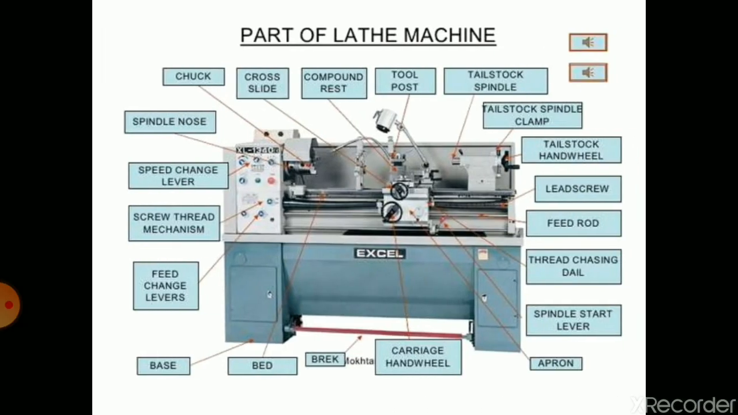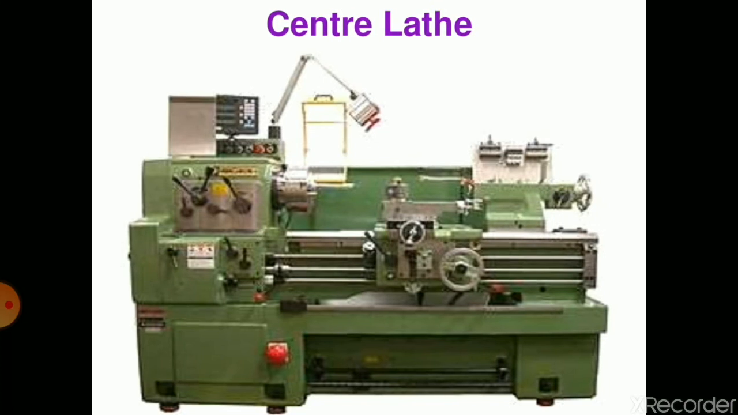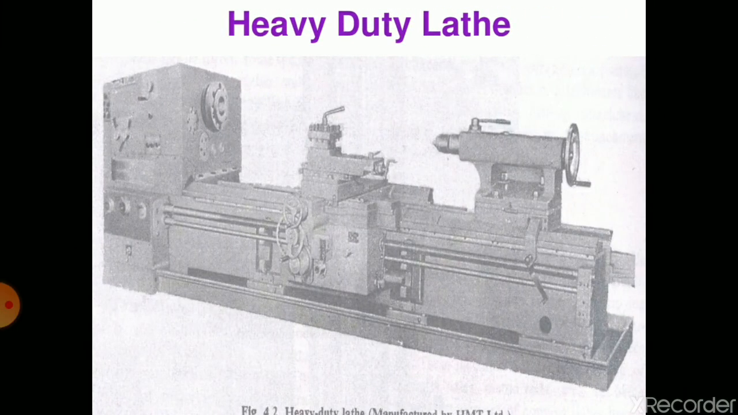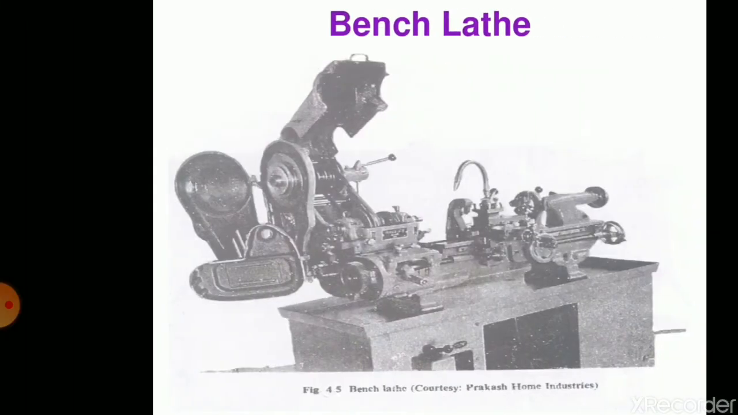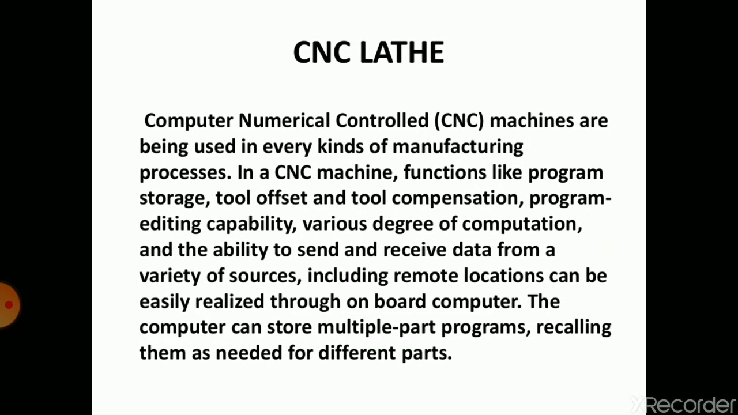Different parts of lathe machine. This is center lathe, this is heavy duty lathe, tool room lathe, bench lathe. Now CNC lathe. CNC lathe is computer numerical control machines are being used in every concept manufacturing process nowadays.